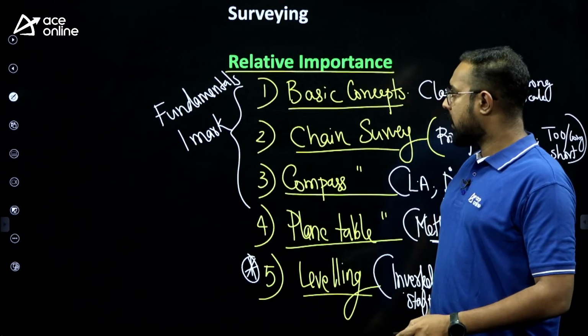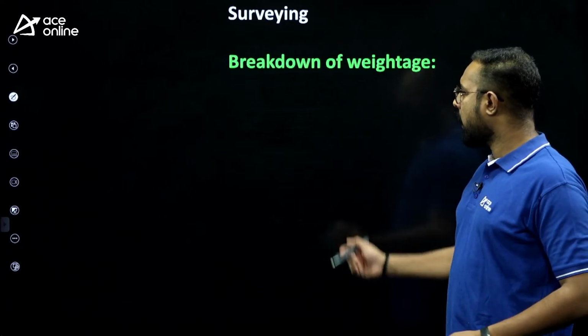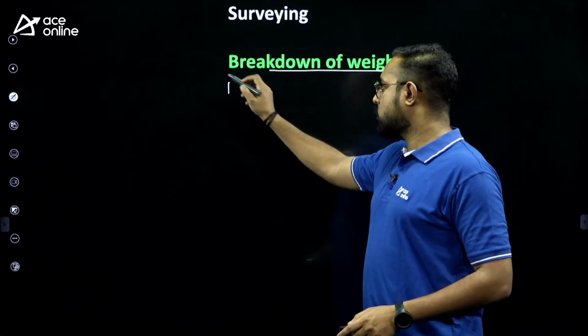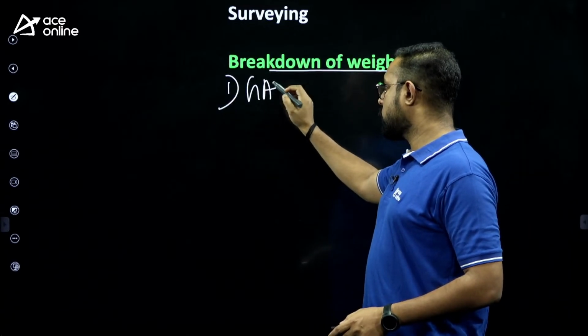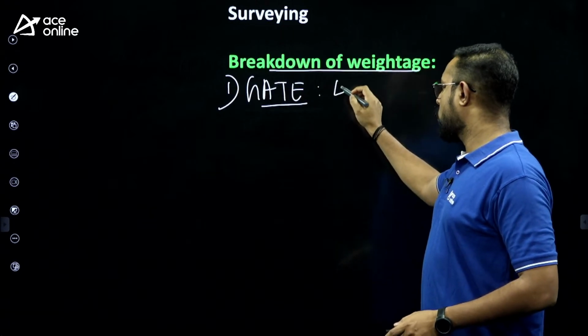Yes. So next, let us talk about the weightage of our topic. Okay. So let us see the breakdown of weightage of surveying. When it comes to GATE examination, it is carrying a weightage of around 4 to 6 marks.